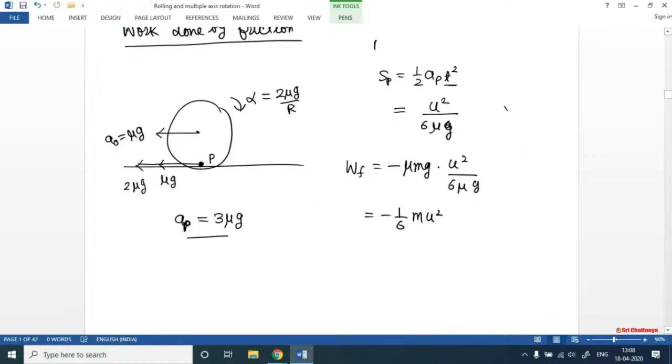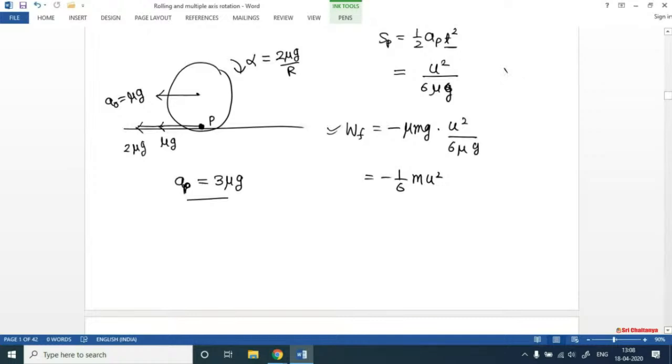So this is method number 1. What we have done is found the displacement of the point of application of the friction, and used the work done formula, force dot displacement, in order to find out the work done by friction.